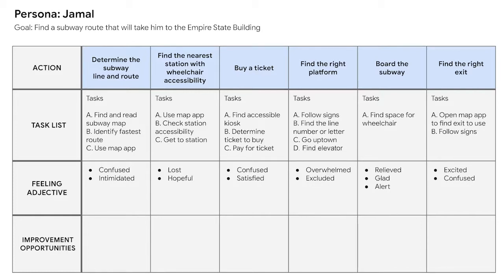He can't use the stairs, so he'll need to find an elevator or ramp. The elevator might not be working, so he has to find a ramp. This experience could make Jamal feel overwhelmed and make him feel excluded.